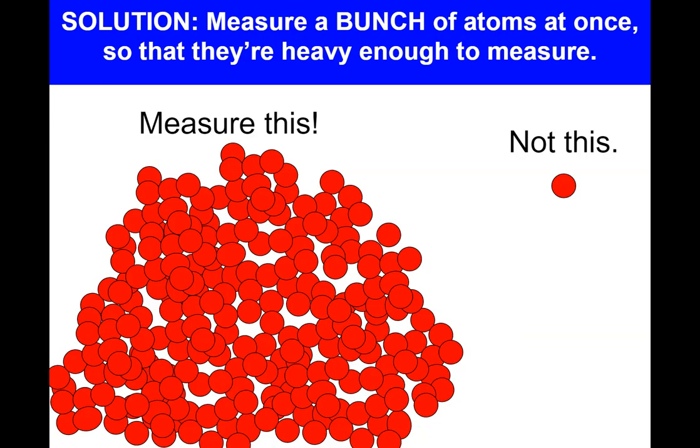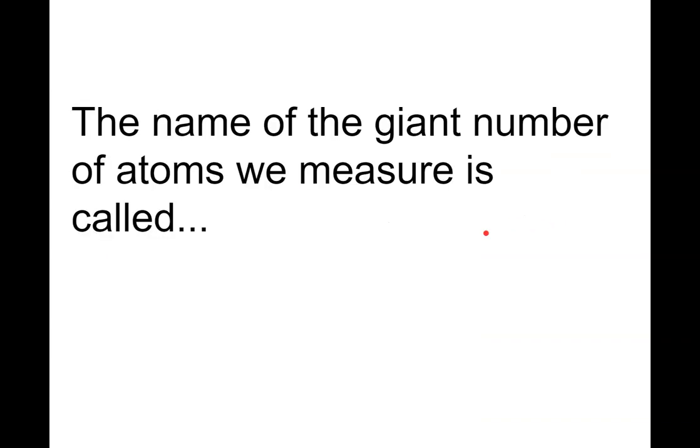So the solution is let's measure a bunch of atoms at once so that they're heavy enough to measure on a human scale, with regular equipment. Measure this big pile, not just one. That's what you do when you measure any tiny thing. Like when you buy grapes at the grocery store, you don't weigh one grape. You put all of the grapes together and you weigh them like that. That's how they know how much you have.